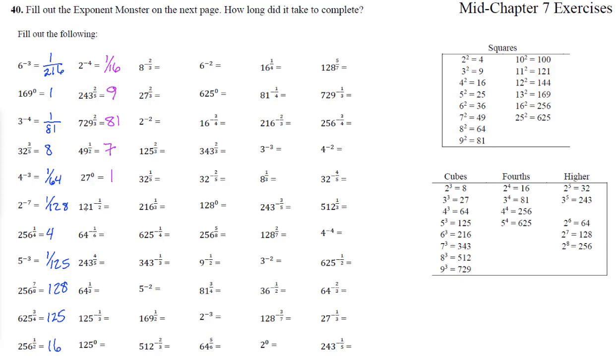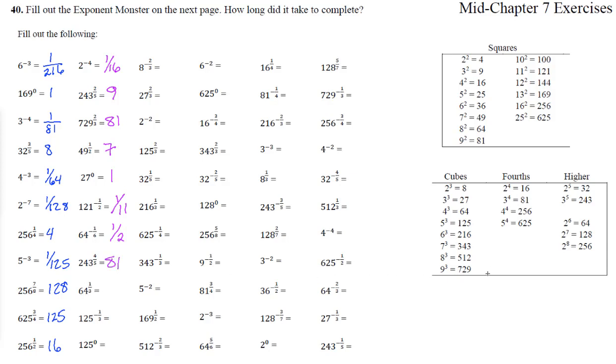Anything to the 0 is 1. 121 to the negative 1/2, that's 1 over the square root of 121, which is 11. 64 to the negative 1/6, that's 1 over the sixth root of 64. So let's go down here to the sixth, and sixth root of 64 is a 2. 243 to the 4/5 power. Fifth root of 243 is 3. To the fourth power is 81.